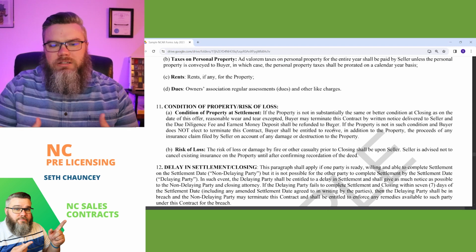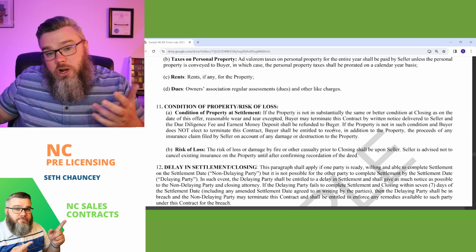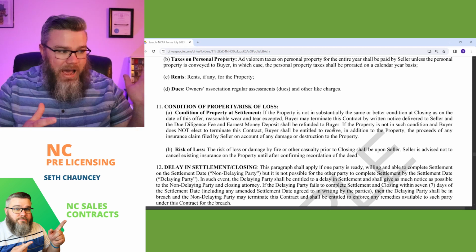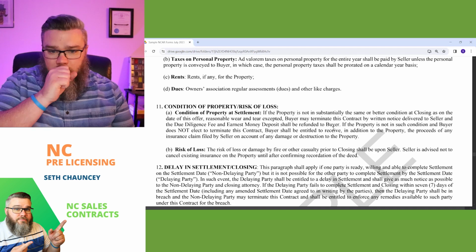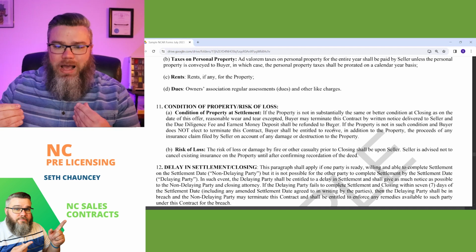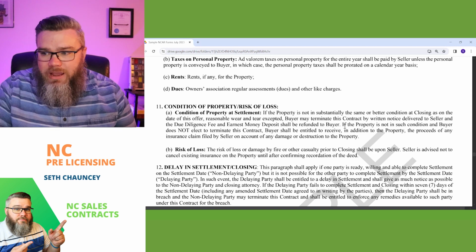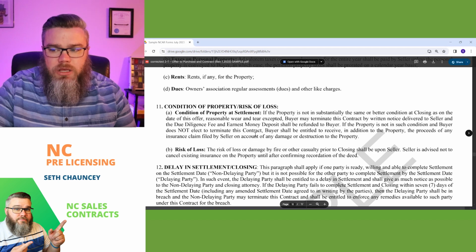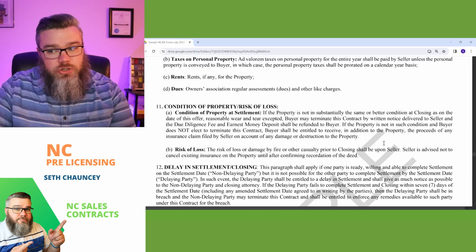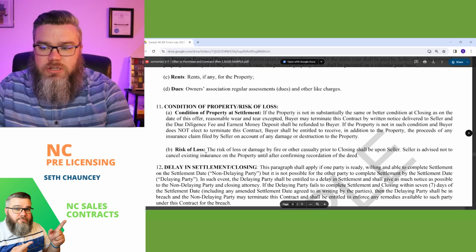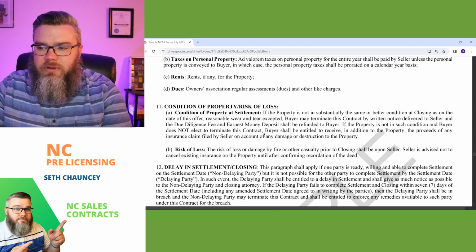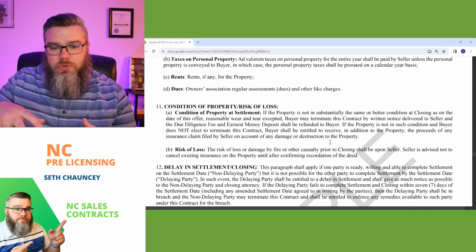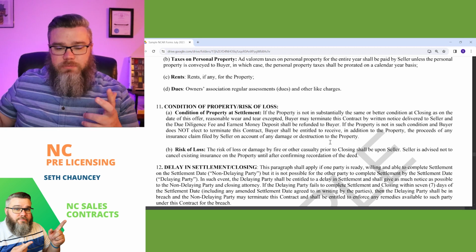So let's say that there was hail damage on the roof and it wasn't fixed. They could terminate because the house is not in the same or better condition. So this means something happened to the property after you went under contract prior to closing. You could terminate and get your money back, or if the property is not in such condition and the buyer does not elect to terminate this contract, buyer shall be entitled to receive, in addition to the property, the proceeds of any insurance claim filed by seller on account of any damage or destruction to the property. So they could elect to move forward and be entitled to the semi-destroyed property and the insurance money.